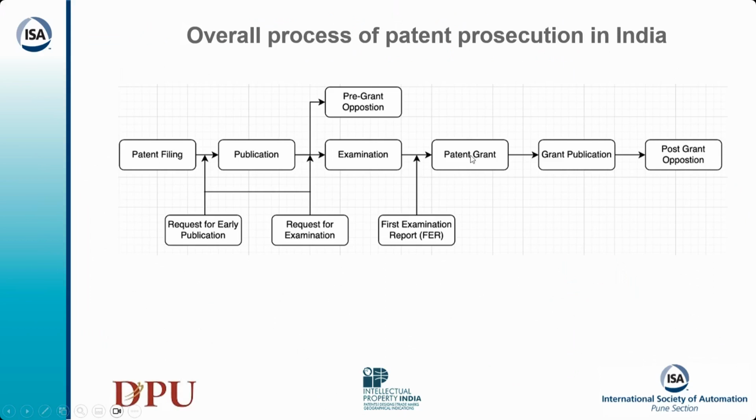Then you will get the grant for the patent, right? Then the grant publication will be there, and post-grant opposition. If somebody objects, then there will be post-grant opposition. So this is the overall process, the overall journey of the patent, wherever the patent prosecution is going on.